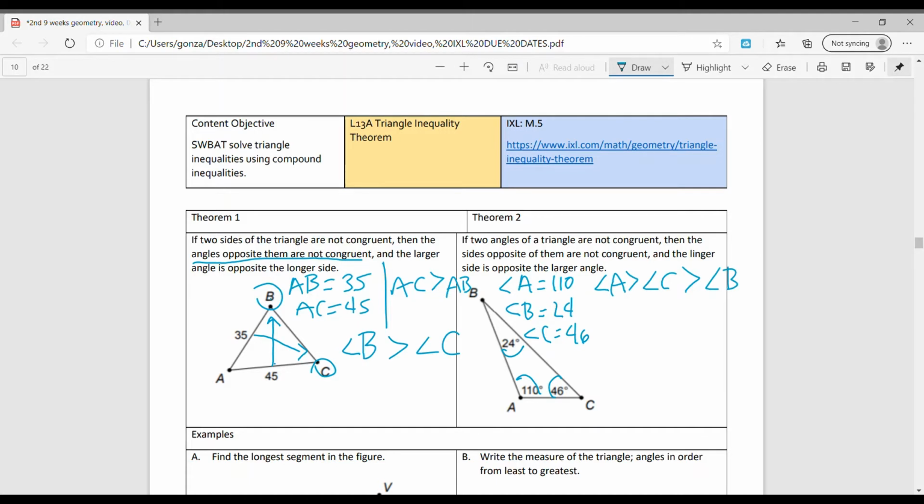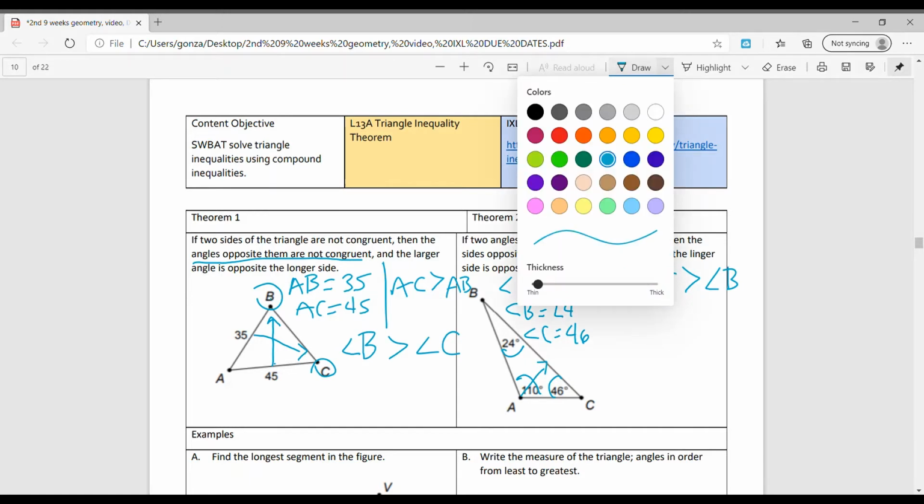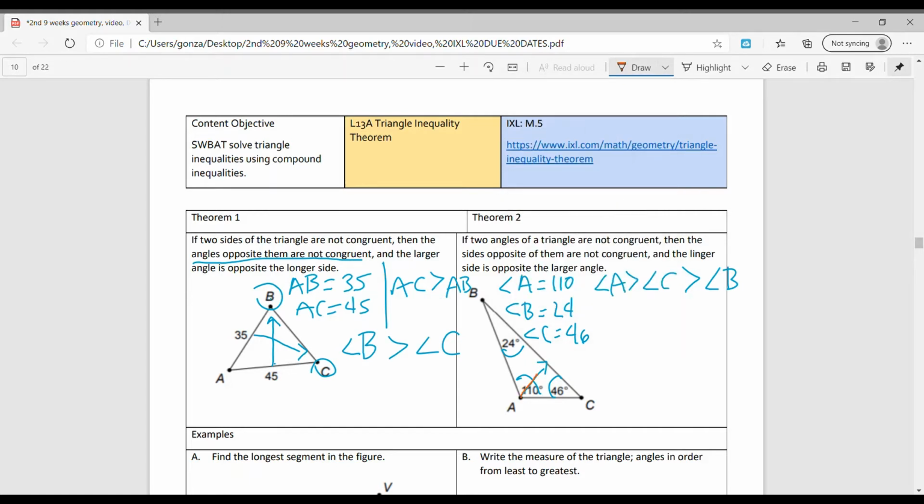We also need to identify the opposite sides. So BC goes with angle A. Angle C goes with side AB. And angle B goes with side AC.